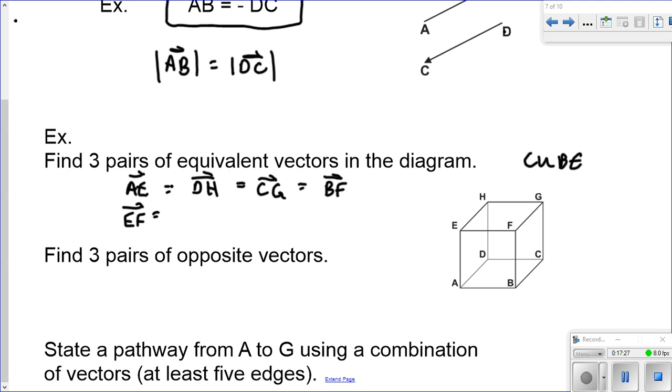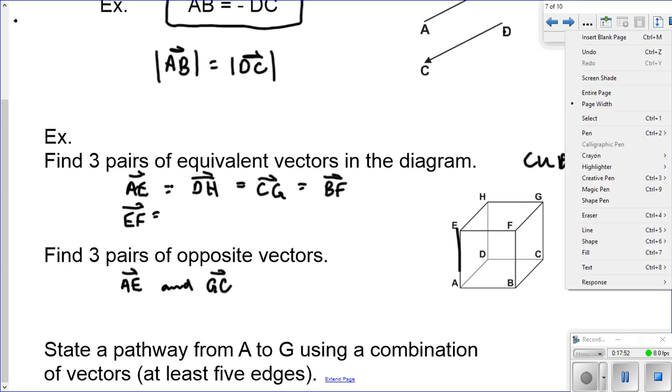How about 3 pairs of opposite vectors? I'll answer this question properly here. 3 pairs of opposite vectors. I'm going to go AE, and G, C. So what I've done there, I've gone A to E, but I've gone G to C. And that's opposite.